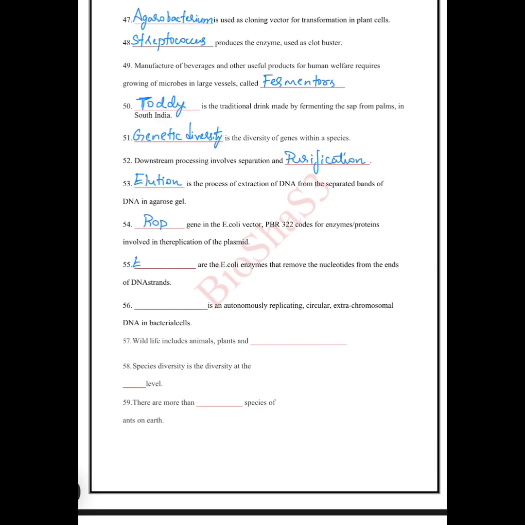Exonucleases are the E. coli enzymes that remove the nucleotides from the ends of DNA strands. Plasmid is an autonomously replicating circular extrachromosomal DNA in bacterial cells. Wildlife includes animals, plants and microorganisms.